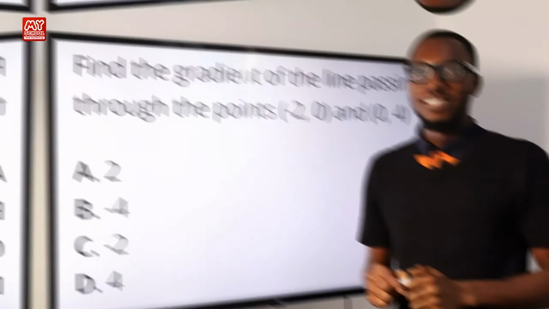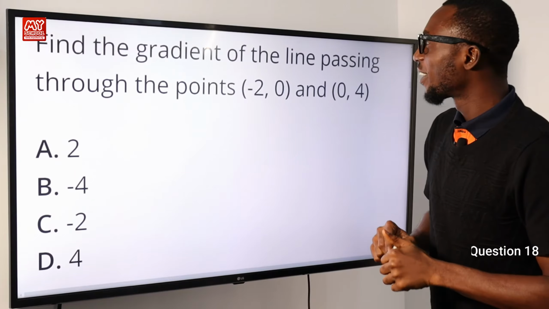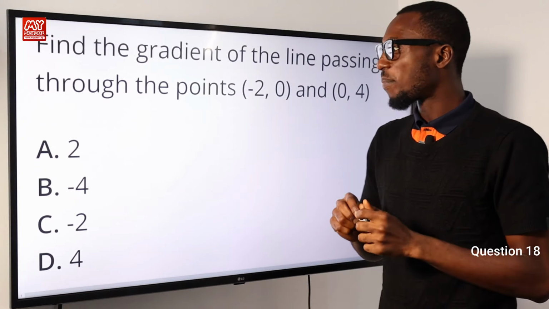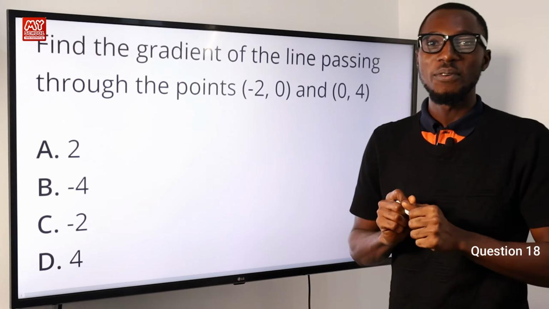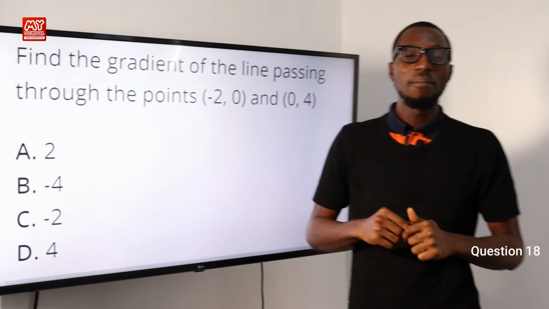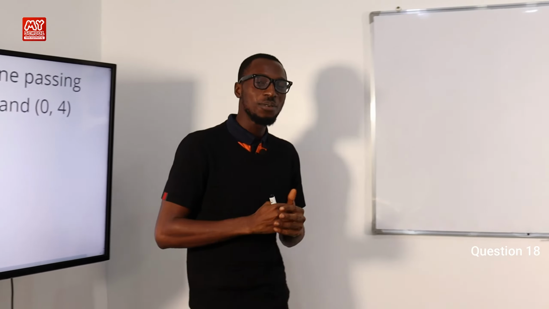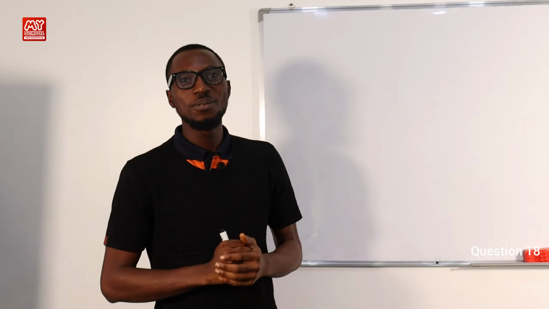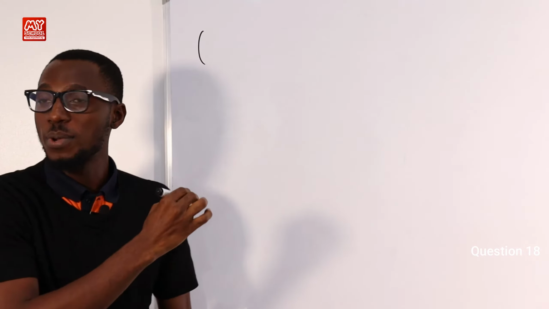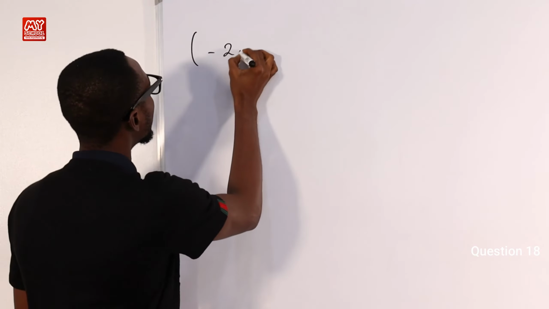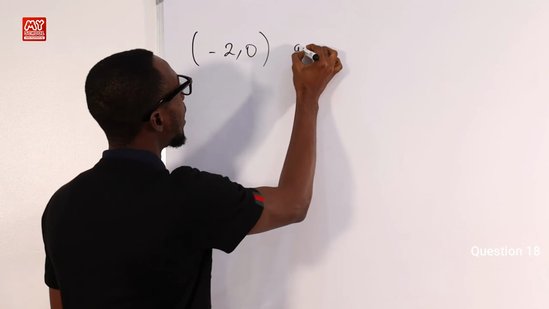Number 18, find the gradient of the line passing through the points -2, 0, and 0, 4. Okay, so just remember that the formula for gradient is y2 minus y1 over x2 minus x1. So at first, let's replicate the values given to us. We have -2 and 0, then 0 and 4.